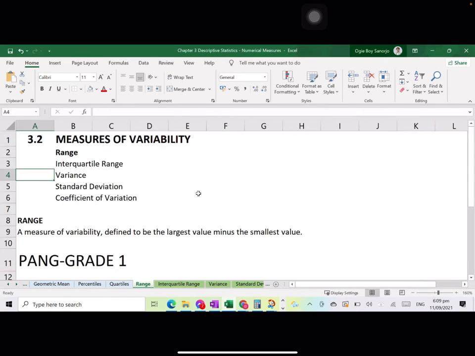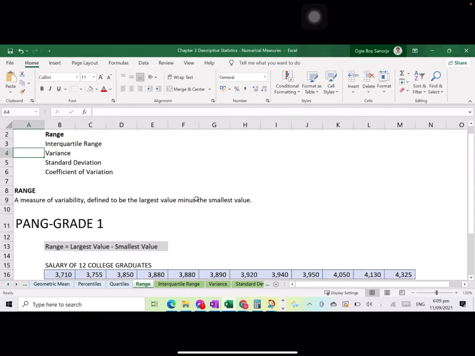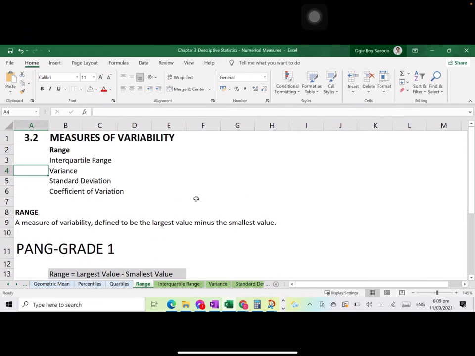Okay? So, to start with, we need to start with the definition of range. So this is basic lang naman, since range is a common term for us, wherein range is a measure of variability defined to be the difference between the largest value minus the smallest value. Okay. So, kung mapapansin nyo, di ba nilagyan natin siya ng pang grade 1 kasi pang grade 1 lang naman talaga yung topic na to about the range, you know.